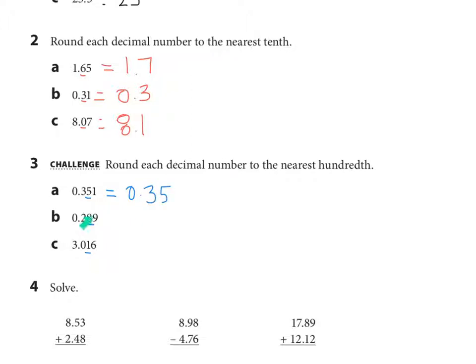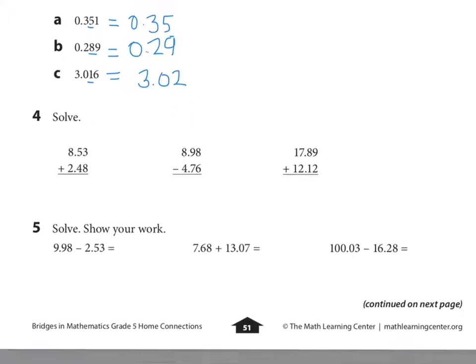Looking at the next one, look to the right, it's 9. It's greater than 5. Where it's 5 or greater, that's going to increase by 1, and so that's why we have 29 hundredths. And looking at C, we see 6, 5 or more, this increases by 1, and so our answer is 32/100ths.